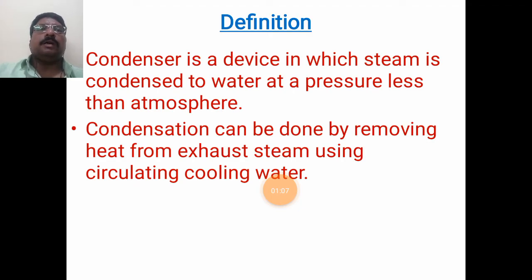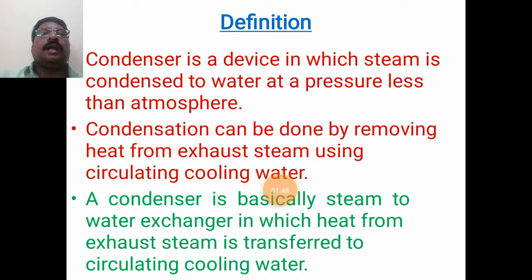Now, how is the condensation done? By removing the heat from the steam, the exhaust steam of the turbine, the condensation process is done. The condensation can be done by removing heat from the exhaust steam using circulating cooling water. By circulating the cooling water, by means of the convection process, the heat will be absorbed by the cooling water, and by loss of heat energy, the steam will be converted into water. That is the process in which condensation takes place.